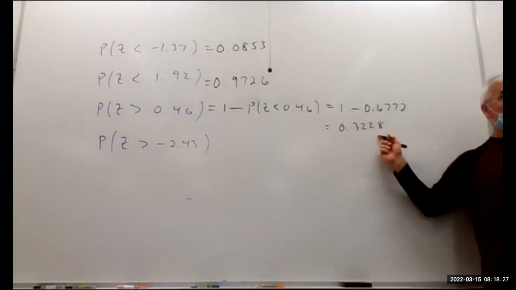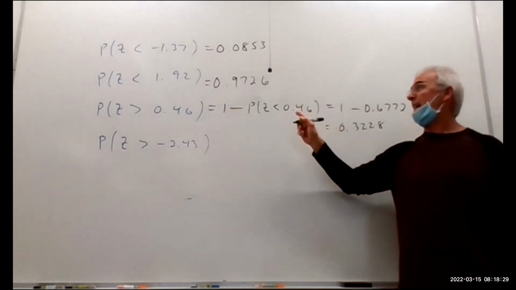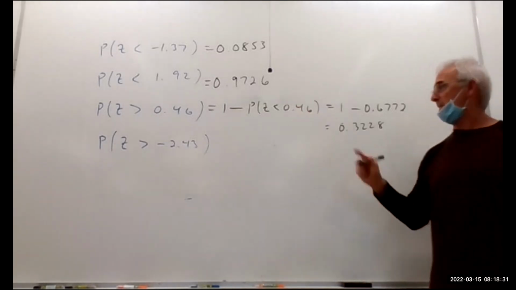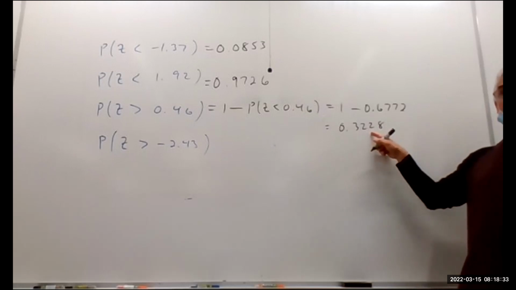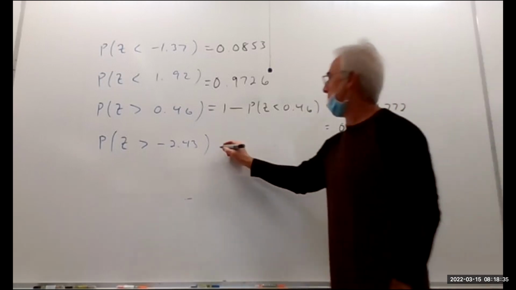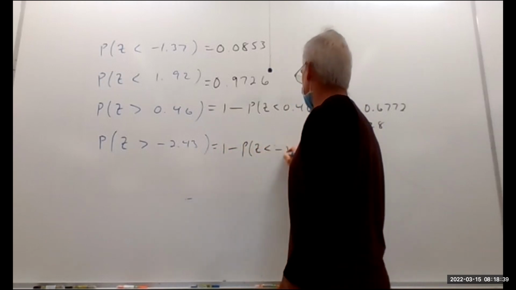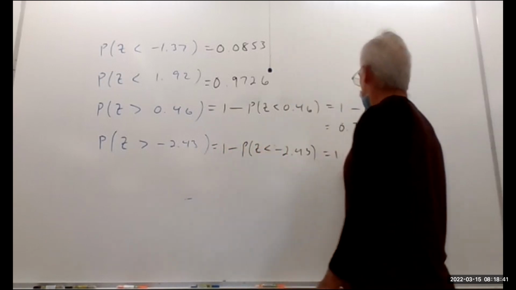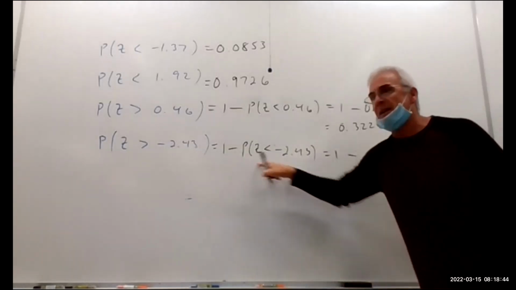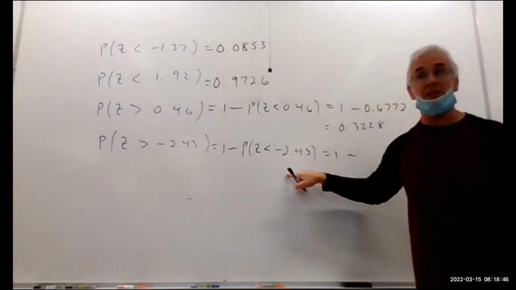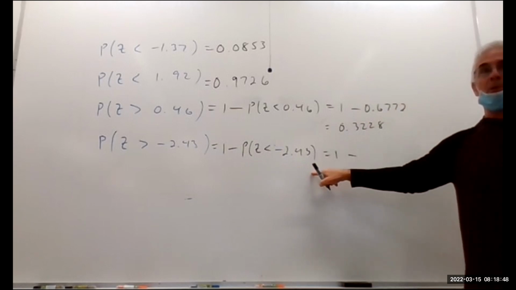So the probability that you are bigger than a Z-score of 0.46, it's not really that high. The vast majority of the scores are going to be below that number, because only about a third of the scores are to the right of that number. And this one, 1 minus the probability that Z is smaller than, and the reason I'm writing it like that is so I indicate which one I'm actually looking up. I'm looking up that probability.